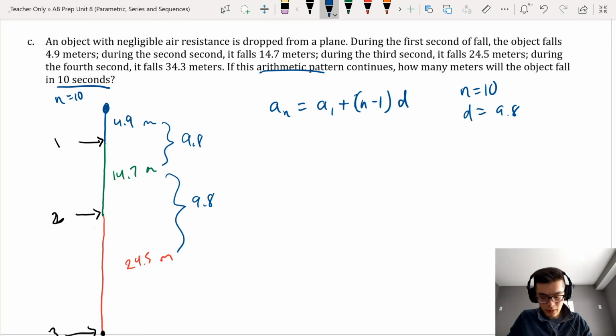And I think we're all set to go. And we know the first term, a sub 1, is going to be 4.9. That's provided for us. So let's plug it in. A sub n, in this case we want 10, equals 4.9 plus 10 minus 1 times the 9.8.